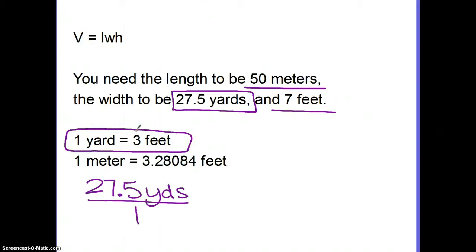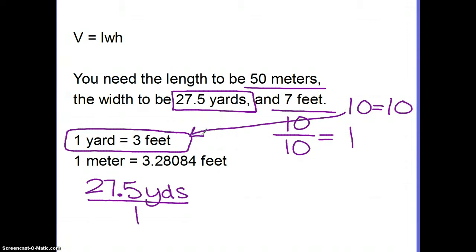So this is just a side note, but we know if we have 10 over 10, that would be the same as 1, because 10 divided by 10 is 1. So notice how 10 equals 10, just like here, 1 yard equals 3 feet. So we are going to be multiplying, and what we're really doing is multiplying by 1, because 1 yard is equal to 3 feet.